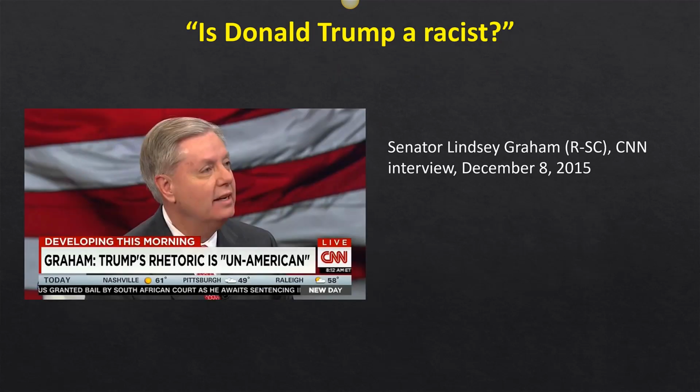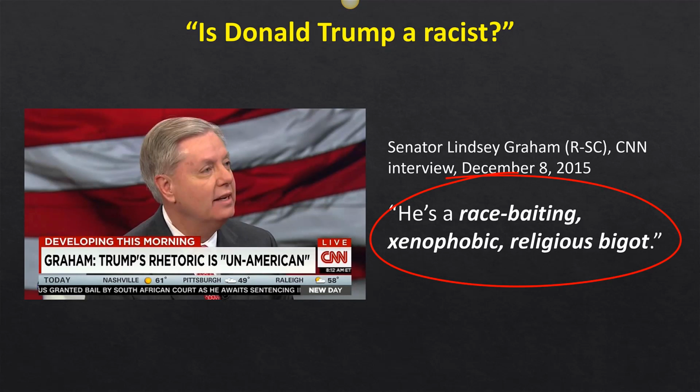On December 8th, 2015, early in the presidential primary season, Senator Graham told CNN this: "He's a race-baiting, xenophobic, religious bigot." Again, strong words. And in this particular context, you might imagine that while one would politically support somebody in their party that they previously opposed is something that happens all the time, you wouldn't necessarily expect that same kind of change of mental and emotional support to somebody that you truly believed was a race-baiting, xenophobic, religious bigot.